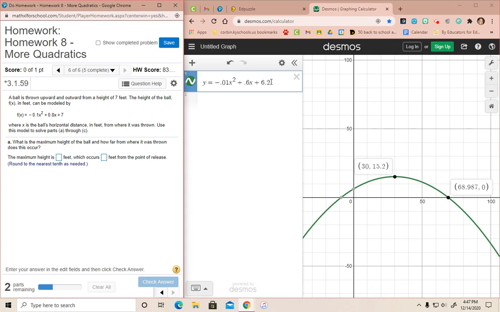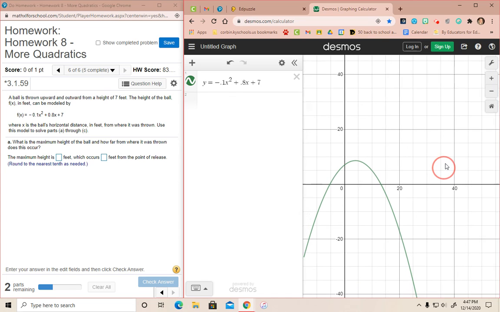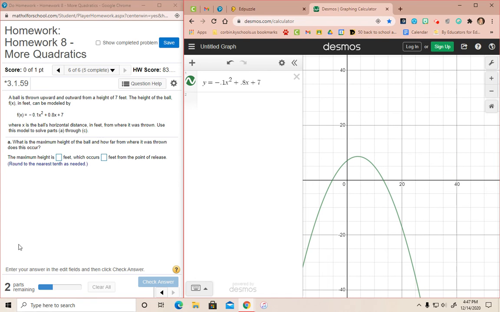And then our last problem is very, very similar. We're going to type in the function. And let's see, it's plus 7. Okay, so we have our function here. You might want to zoom in a little bit, get a little closer. So again, it wants the maximum height, and where that is located, you can click. It'll tell you the maximum height is 8.6.